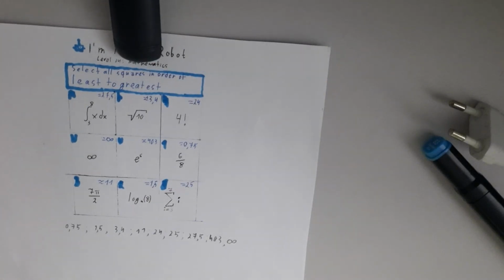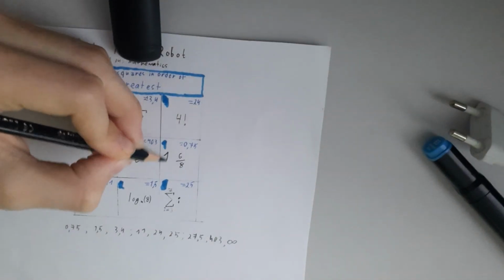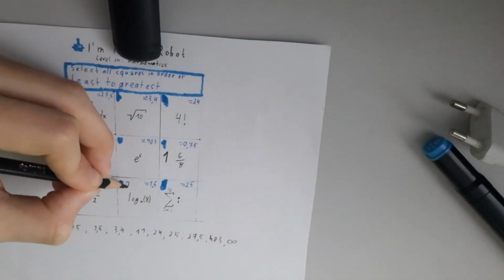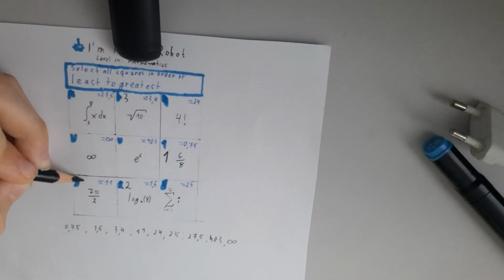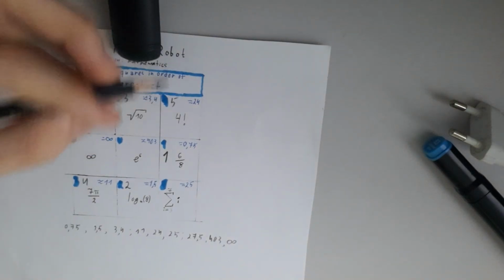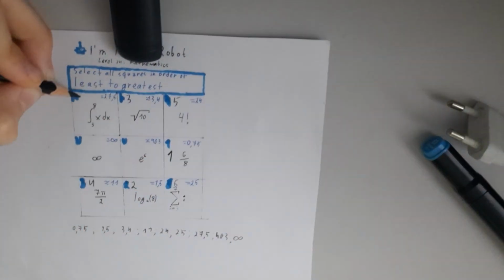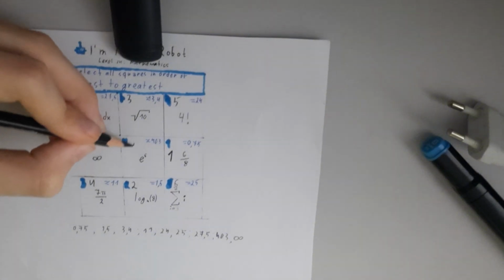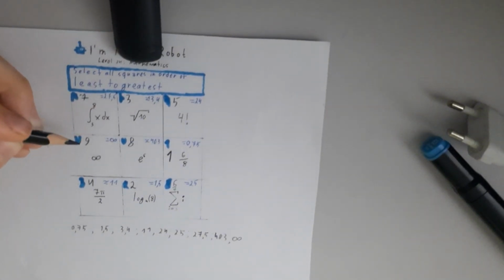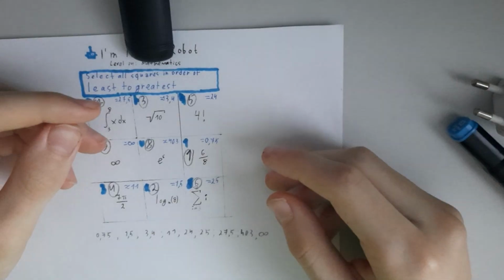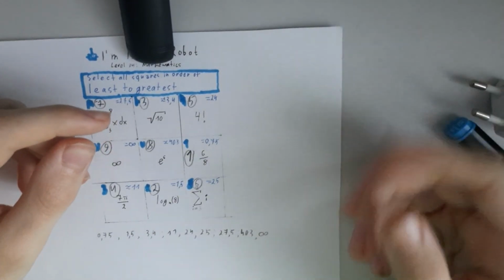So now we have all the values. This is first, second, third, fourth, fifth, sixth, then this, and this. So that's the answer.